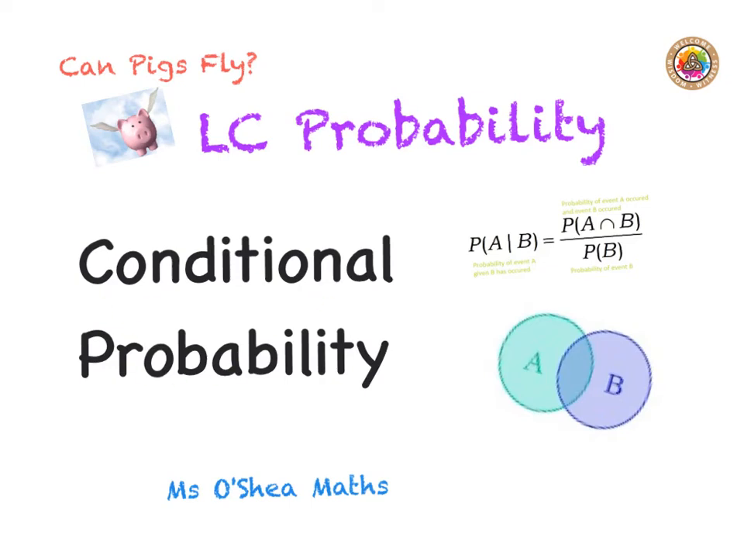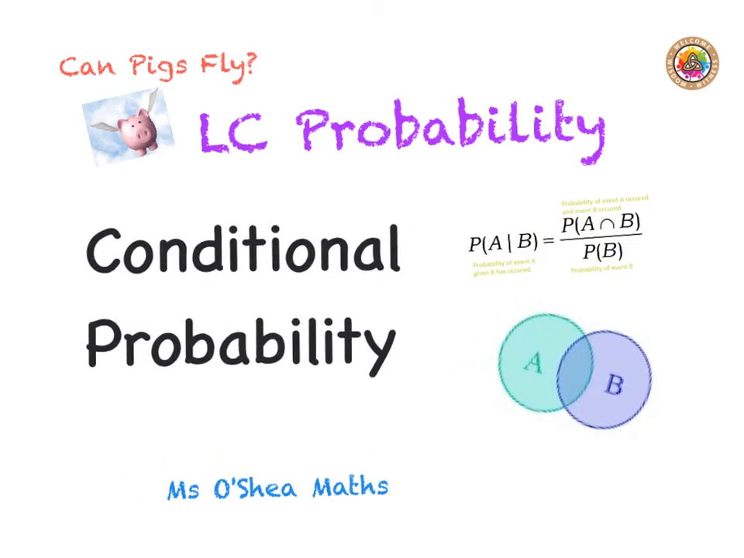Okay, and so today on probability, we're looking at conditional probability. So the chances of one thing happening given another thing has already happened.